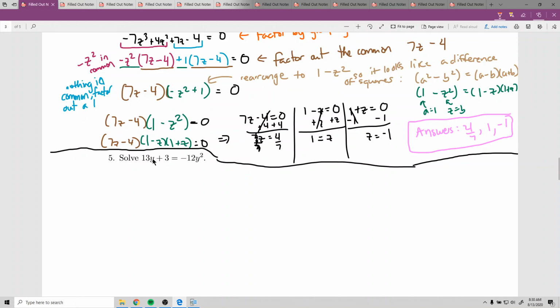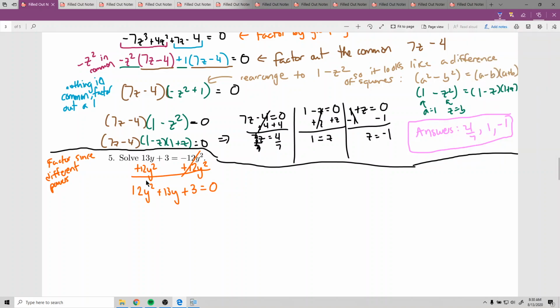Now once again, look and see that we have different powers of y, so that means we want to factor. And if we want to factor, we want to get 0 on one side. The easiest way to do that, since I want the biggest power to be positive in front, I'm going to add the 12y squared to each side. So I got 12y squared plus 13y plus 3 equals 0.